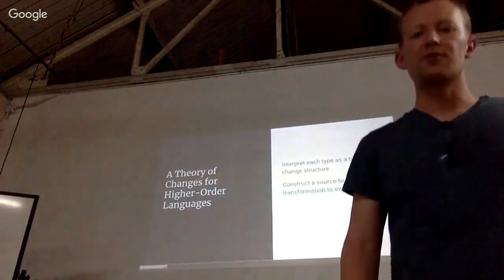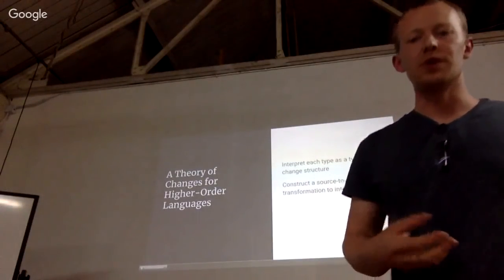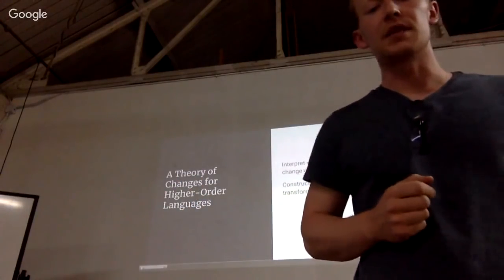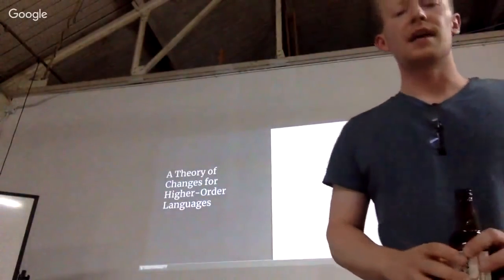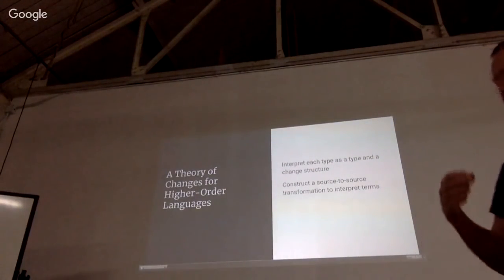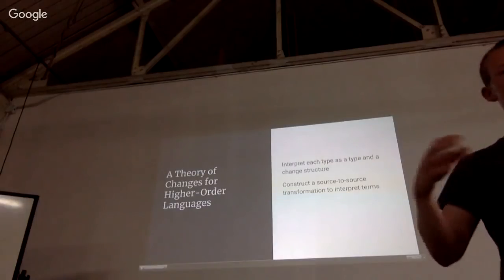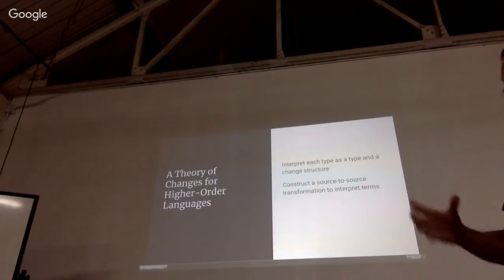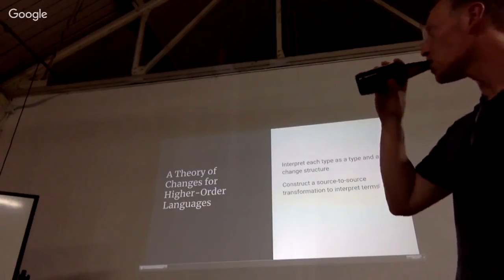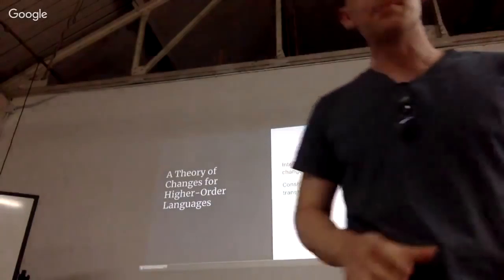Okay, so in brief, we interpret each type as a type with a chain structure, which is this monoid of changes that we want to be able to use to act on this type. And then the way the paper works is they construct this source-to-source transformation. So it takes syntax trees in some ideal lambda calculus, and turns them into this lambda calculus in this incremental setting. So this relies on a code transformation: it takes ASTs and produces these ASTs in this incremental setting.